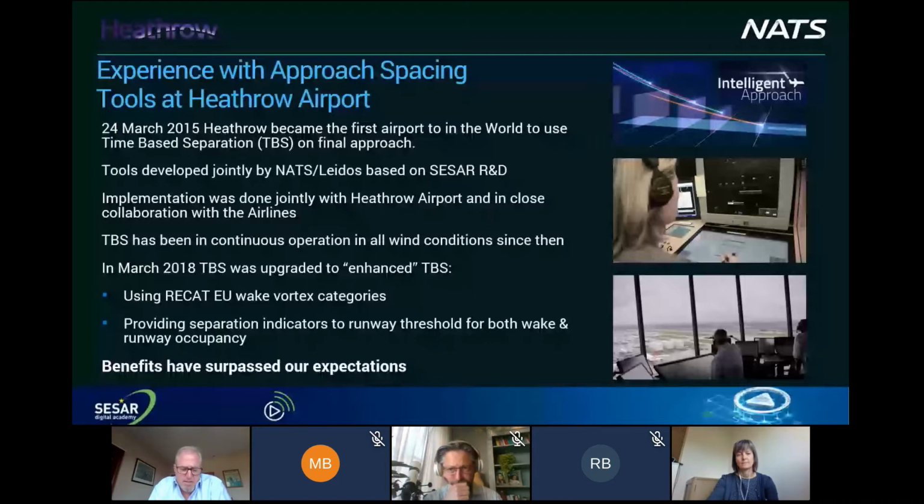The original system provides separation to the final approach fix, in our case 4DME, using UK 6 wake vortex categories. And then it was updated further in 2018 to something we call enhanced TBS, which uses RECAT EU wake vortex categories and provides separation and spacing indicators to the runway threshold, both for wake and for runway occupancy. And it's true to say that the benefits have surpassed our expectations, and the system has been in continuous live operations since March 2015. Next slide, please, Claire.